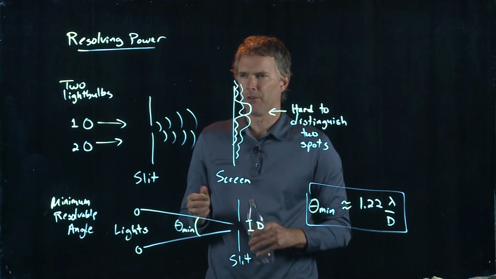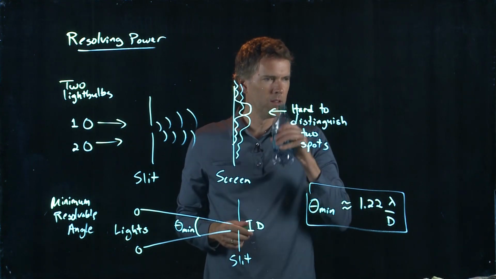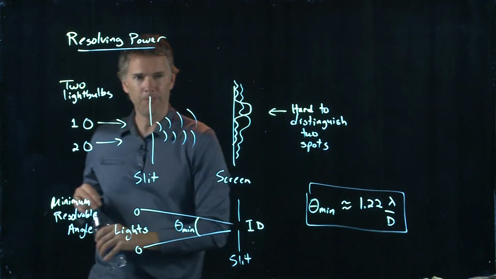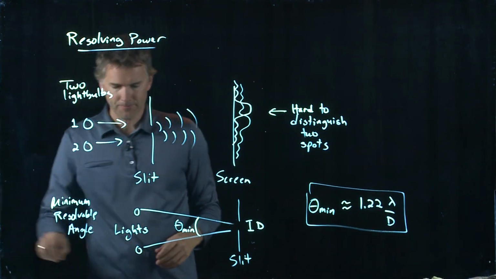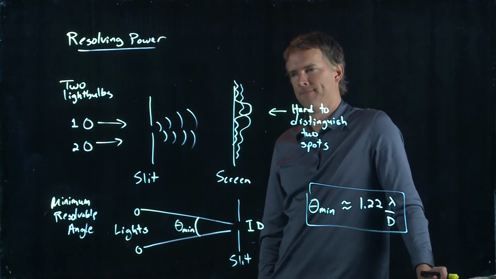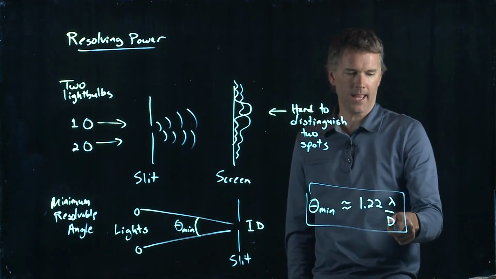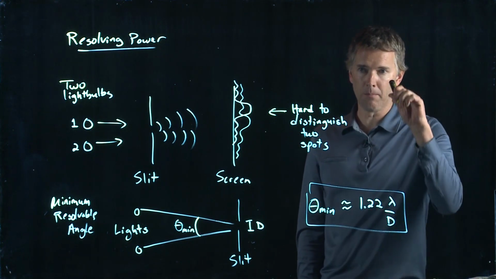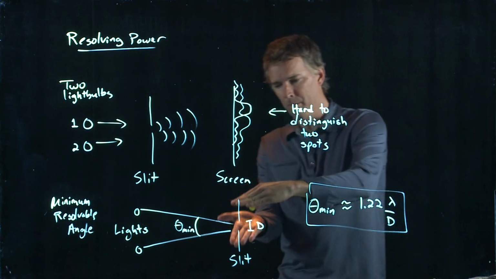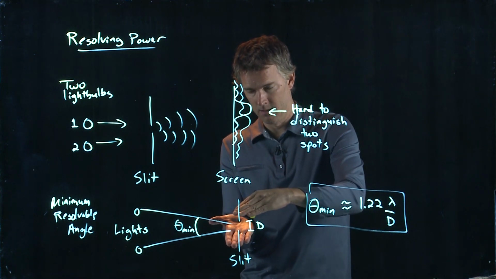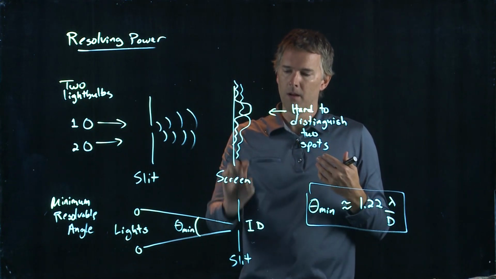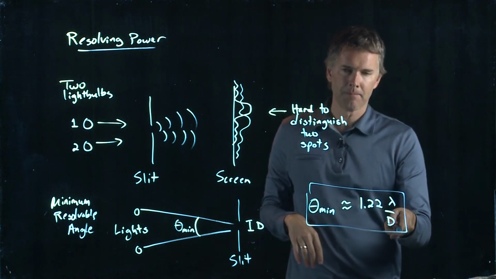But if you're looking at it with your eyeballs, what is D? What does that refer to? Anybody know? D is the diameter of your pupils in your eye. Your pupil is the slit. The screen is, of course, the back of your eyeball, which is the retina. But the pupil is D.